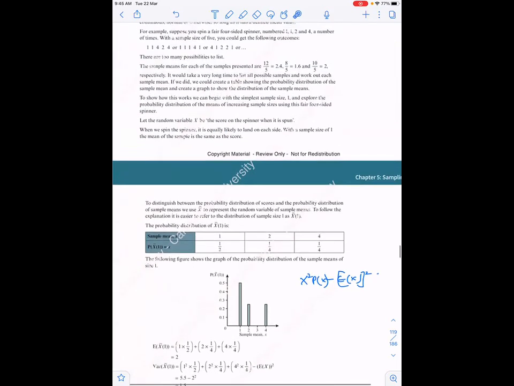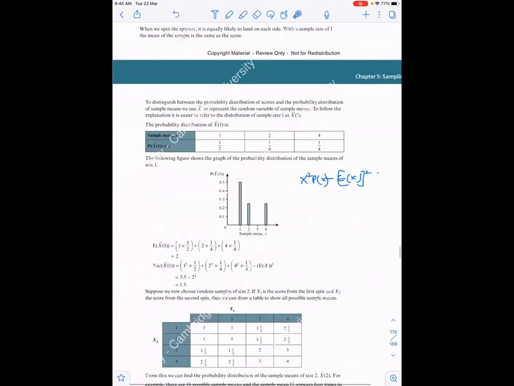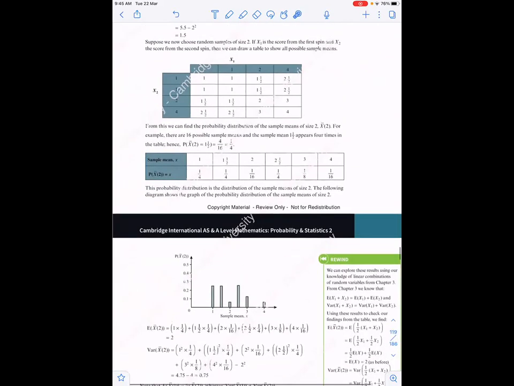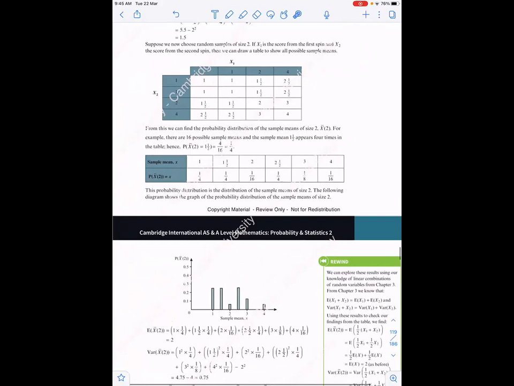This is the case where the sample size is 1. That means you take a random sample of size 1, so you just have to spin it once. When you spin it once, the probability of getting a 1 is half, of getting 2 is 1 upon 4, and of getting 4 is 1 upon 4. But when you take the sample size of 2, that means you're going to spin it twice. So they've drawn the possibility diagram, and you know how to draw it: 1, 1, 2, and 4 by 1, 1, 2, and 4.